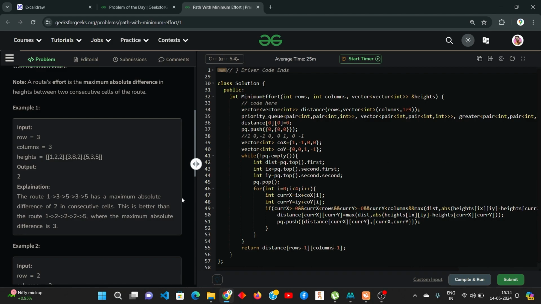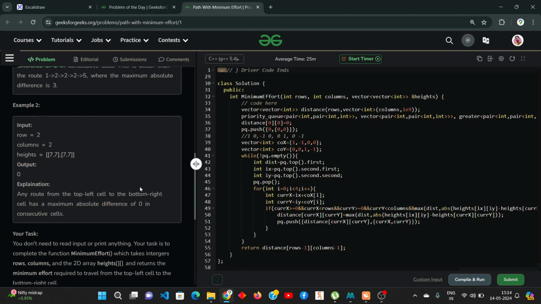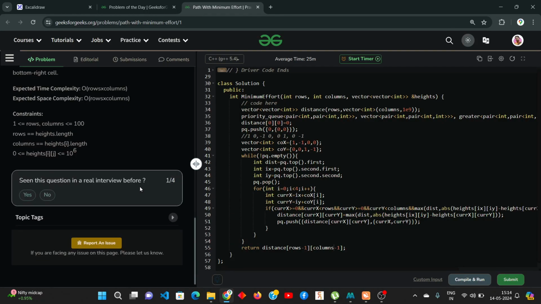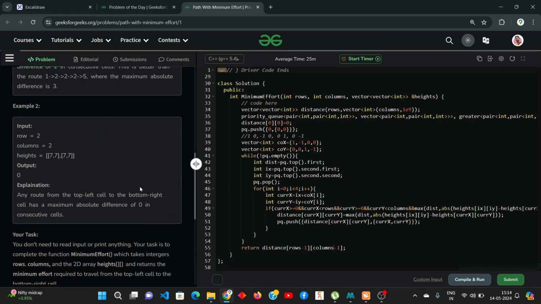So yeah, that is the approach to solve this question. You just need to modify the Dijkstra algorithm, and you will get the answer. So it is a good application of Dijkstra algorithm, you can say. So thank you.